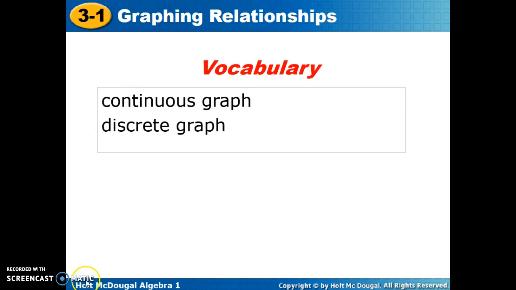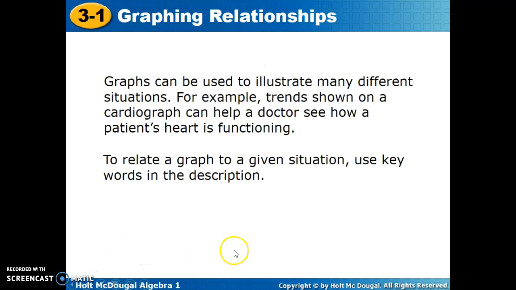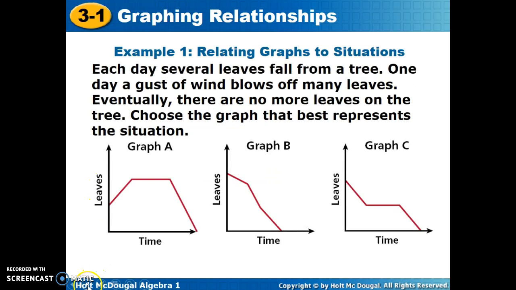A vocabulary we want to consider is a continuous graph versus a discrete graph, and we talked about this briefly in chapter 2 when we were looking at inequalities. And you can see that graphs can be used to illustrate many different situations. Trends shown on a cardiograph can help a doctor see how a patient's heart is functioning. To relate a graph to a given situation, we use keywords in the description.